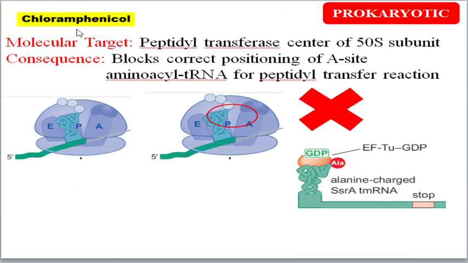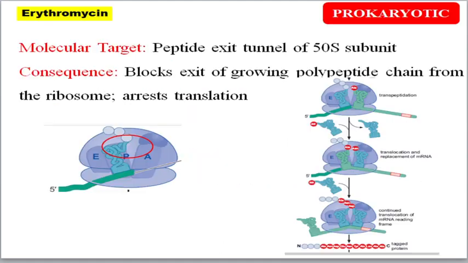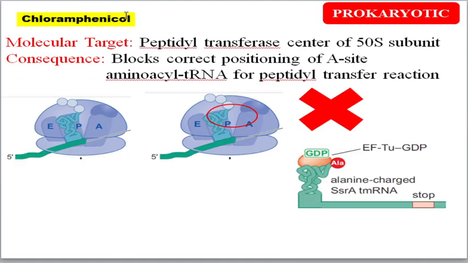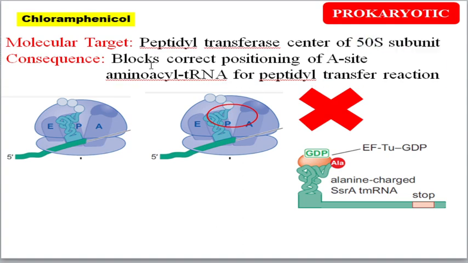Okay, so the next is chloramphenicol. Again, this molecule inhibits prokaryotic translation. The molecular target for chloramphenicol is the PTC. This is similar in activity to cycloheximide. The only difference is that cycloheximide inhibits eukaryotic translation; the molecular target for cycloheximide is the 60S subunit. Chloramphenicol has the same activity, only it inhibits prokaryotic translation by disturbing the 50S subunit. Okay, next, what is the consequence?